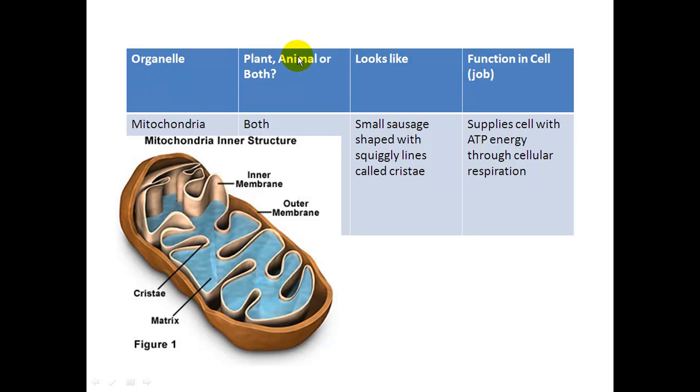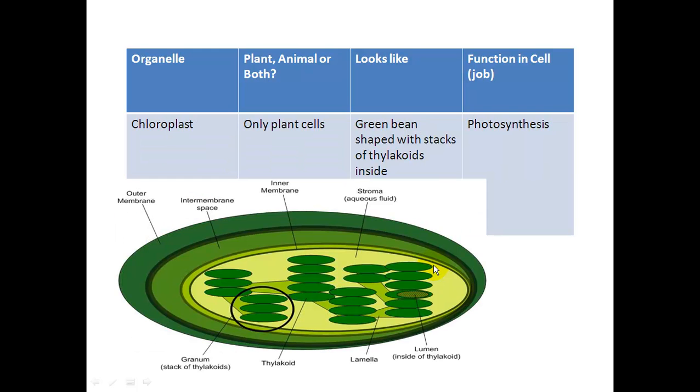Mitochondria are found in both plant and animal cells, and its job is cellular respiration. So it is supplying the cell with ATP energy through cellular respiration.